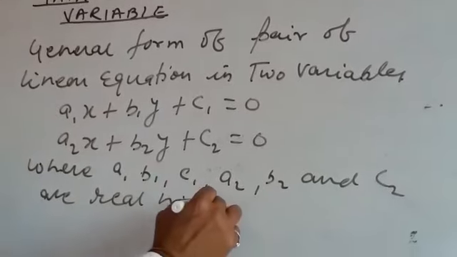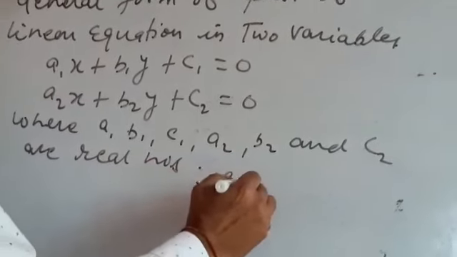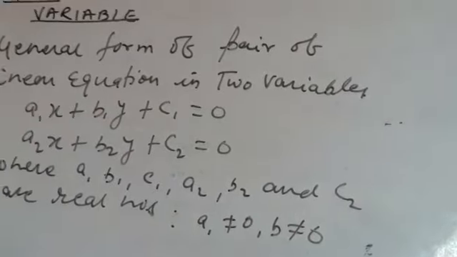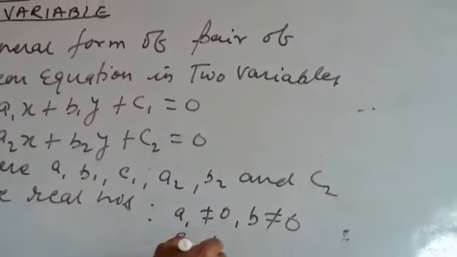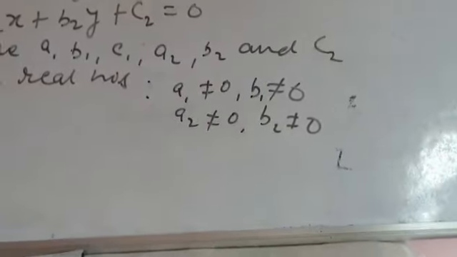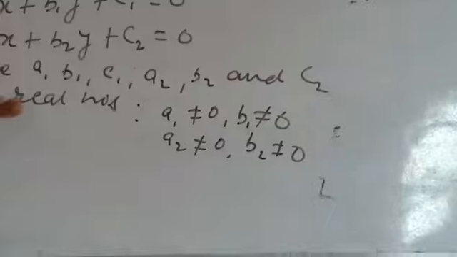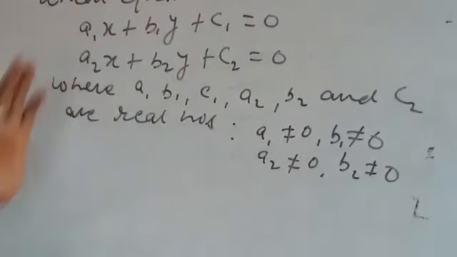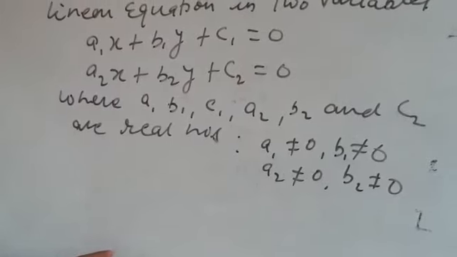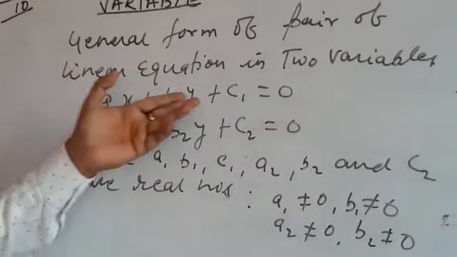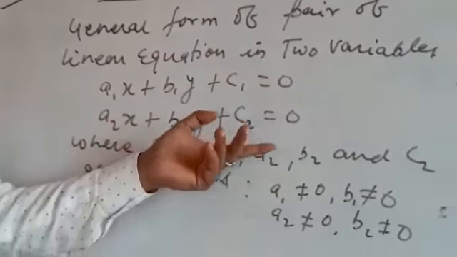What else? Here we'll write simultaneously a1 not equal to 0, b1 not equal to 0 for the first equation. For the second also simultaneously, a2 not equal to 0 and b2 not equal to 0. That you need to understand, the whole concept about this. a1x plus b1y plus c1 is equal to 0, a2x plus b2y plus c2 is equal to 0. So after knowing this general form, what is the general form? a1x plus b1y plus c1 is equal to 0, a2x plus b2y plus c2 is equal to 0.